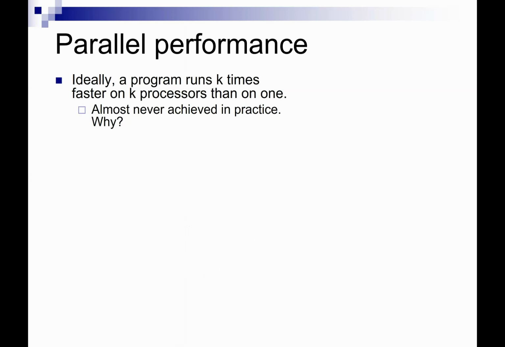When we talk about performance, we're usually talking about the speed of the program. So if you take a program and run it on one processor, and then compare that time to running the same program using K processors, then ideally, you want the program to run K times faster.